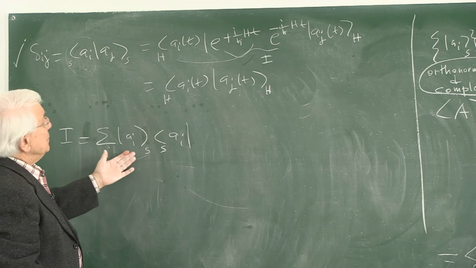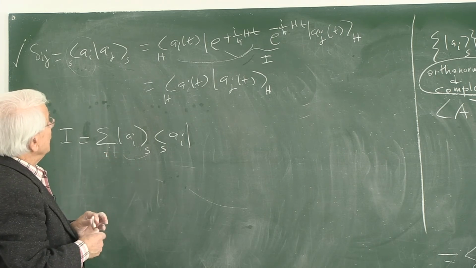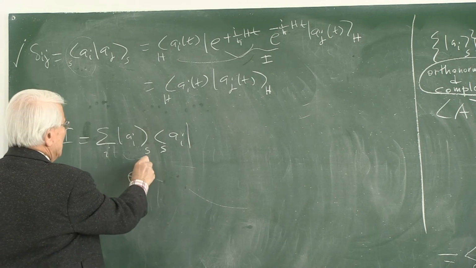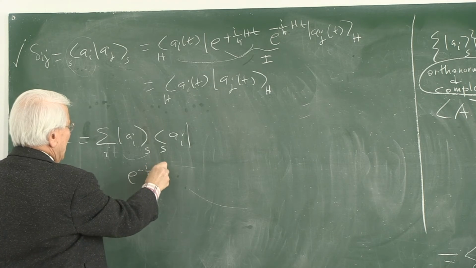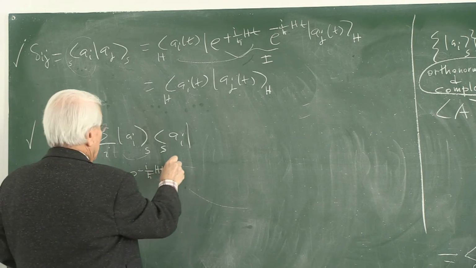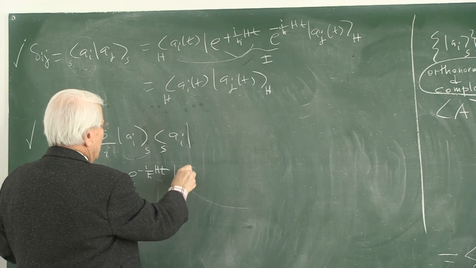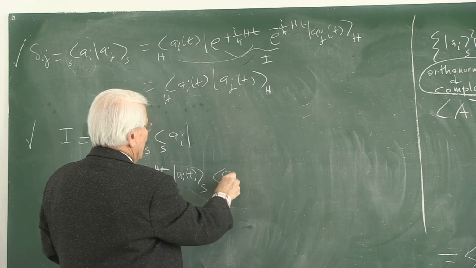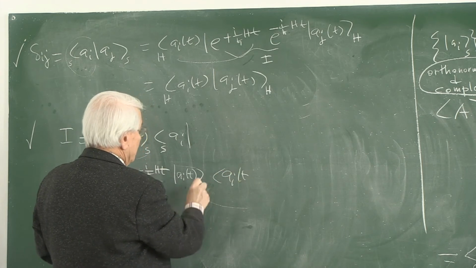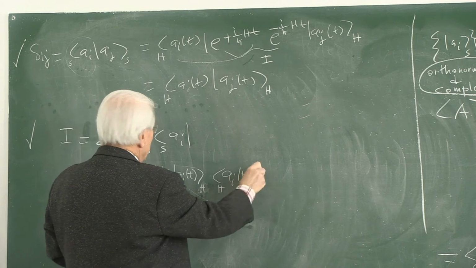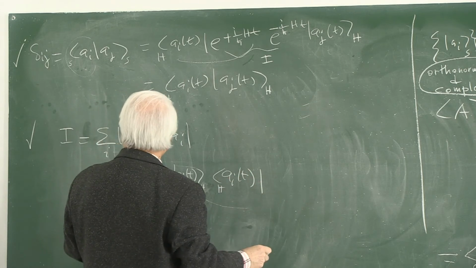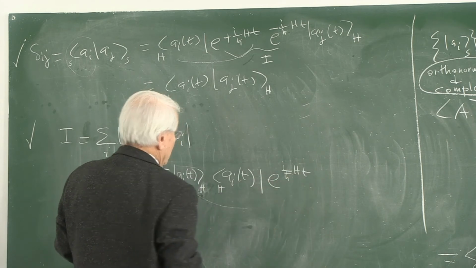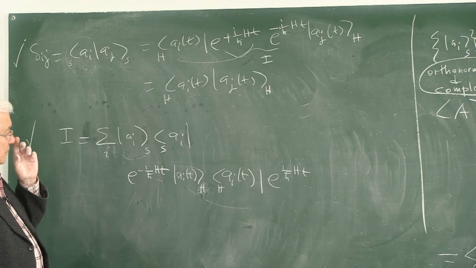So let me write these in. Again, from Schrödinger back to Heisenberg. This one is e to the minus i over h bar Ht AI t of Schrödinger, and this one is AI t Heisenberg, sorry. AI t of Heisenberg and plus. Okay.